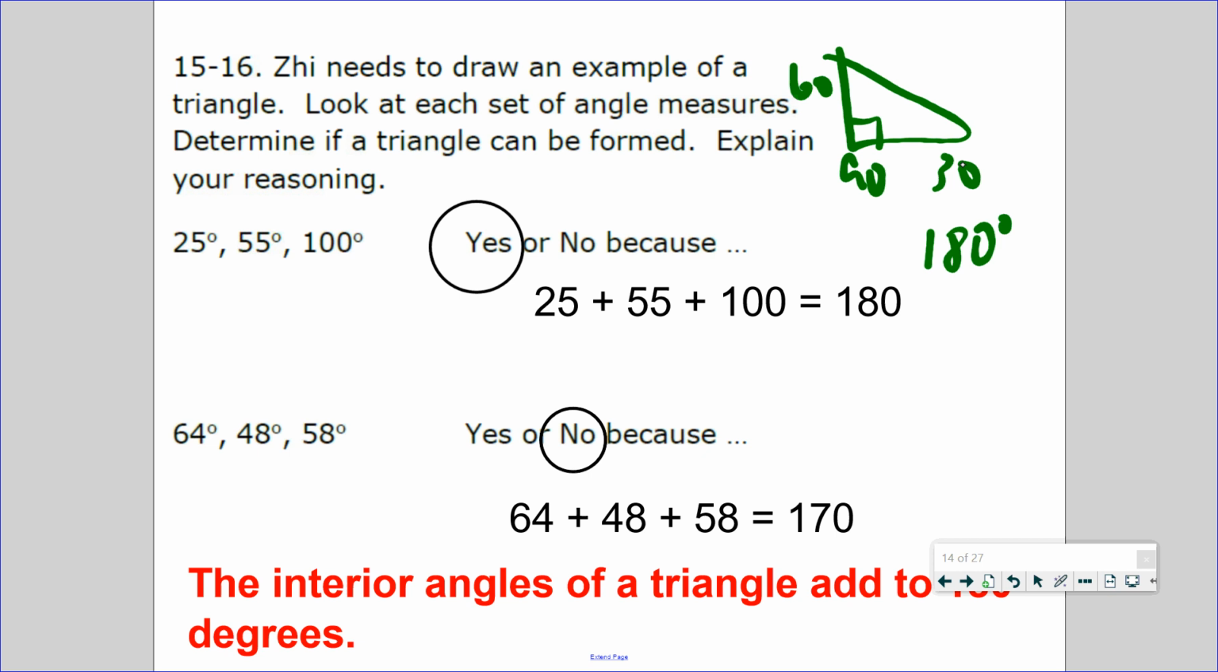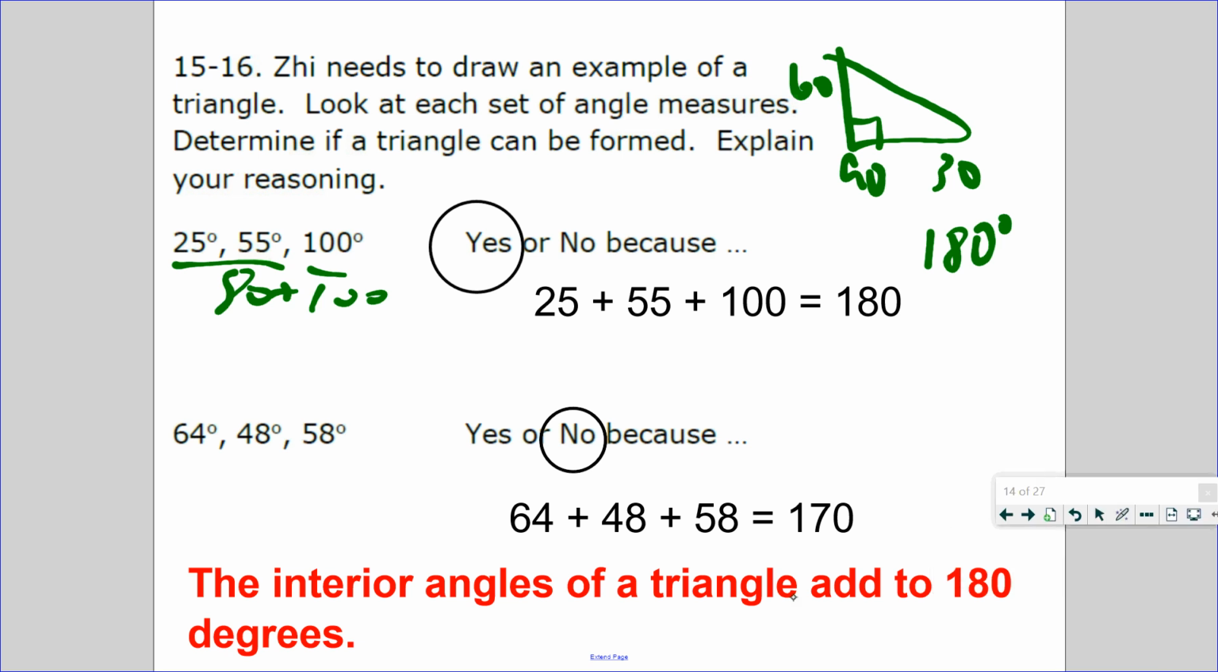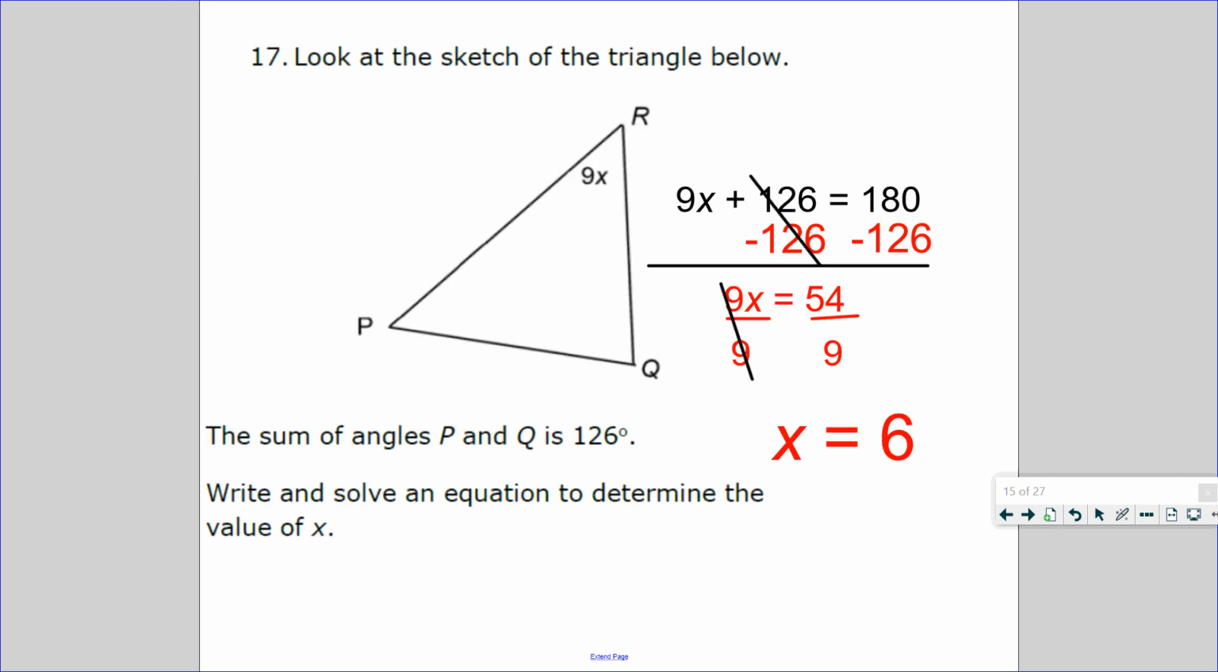So for example, 30 plus 60 is 90, plus 90 is 180. So if you add all of these up, 25 plus 55 is 80. 80 plus 100 is 180, so it's yes. If you add up these 3 numbers, 64 plus 48 plus 58 adds up to 170. No, the interior angles of a triangle must add up to 180. That's why this is a no. Taking the 6th grade TEKS, or 6th grade lesson, into a 7th grade lesson, same thing.